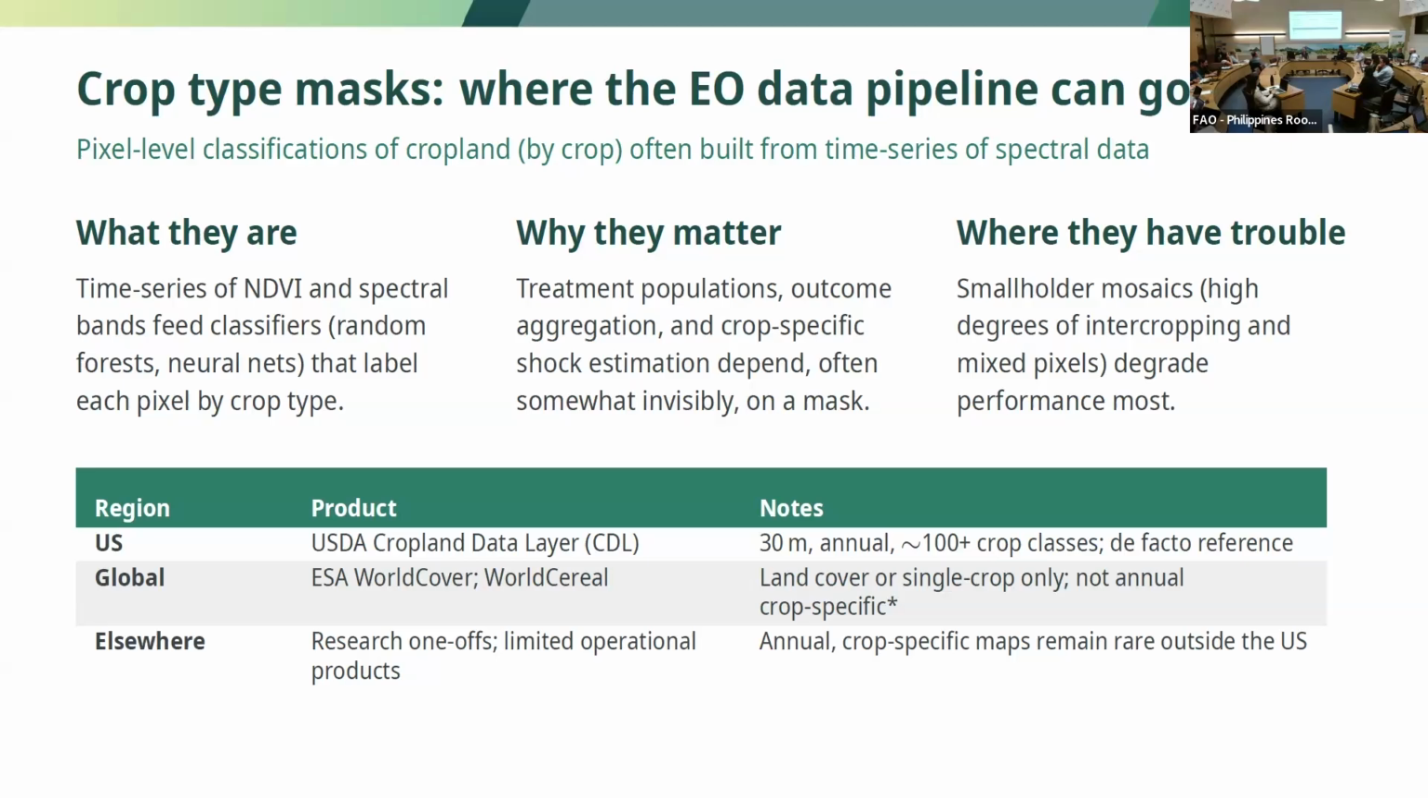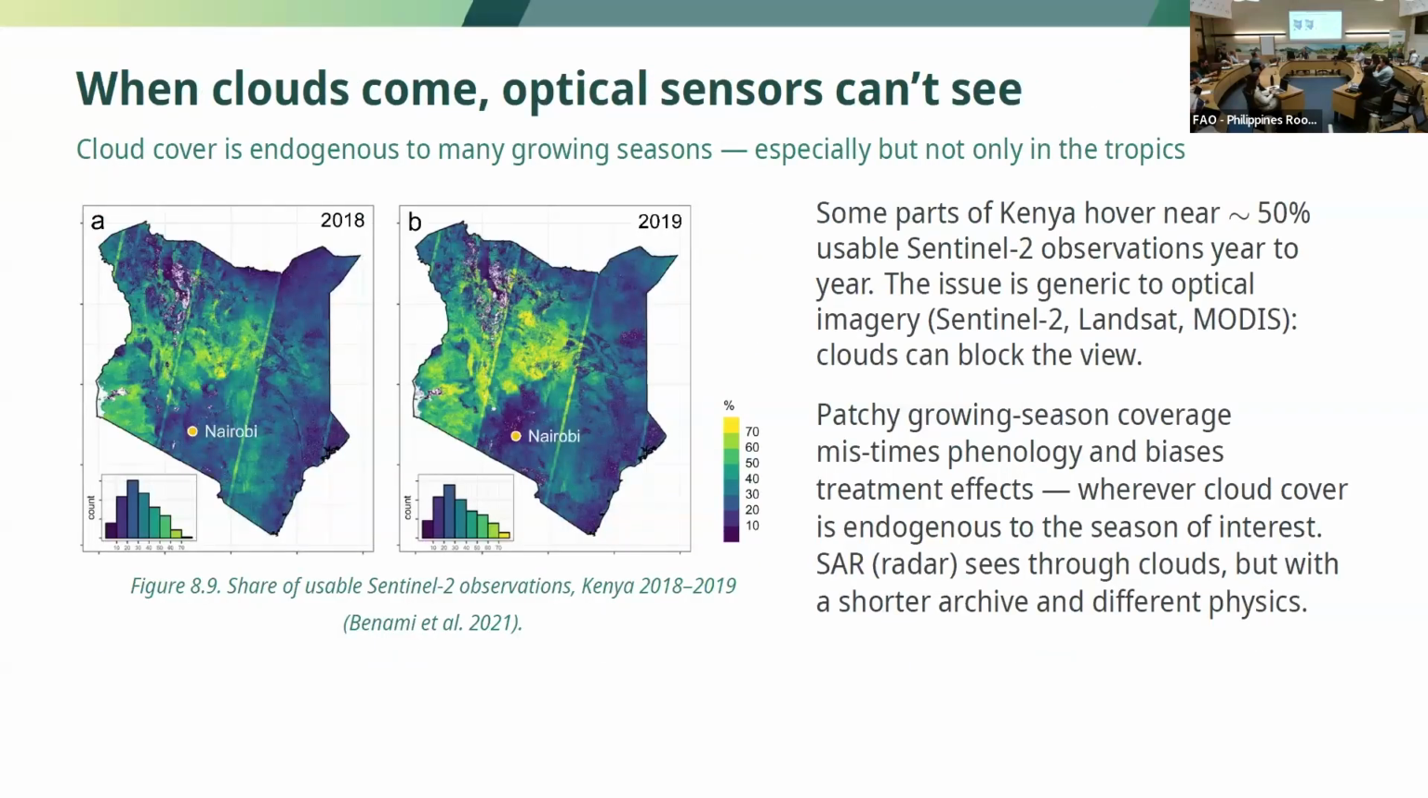Where you will also start to run into some issues is particularly in smallholder intercropping environments, also places where you tend to have both more mixed pixels and just more stuff happening on the ground. And places that have higher cloud cover, which is what's reflected here. This is from a paper that some colleagues and I put together a few years ago, where we were looking at the share of usable Sentinel-2 observations, where in some cases in Western Kenya in particular, you have up to like 50% being usable, which sounds great at first glance, but then you realize a lot of the non-usable observations are in a time period that's really important for crop growth. So this can lead to mistimed phenology and some biases in treatment effects. So that's something to be on the lookout for.